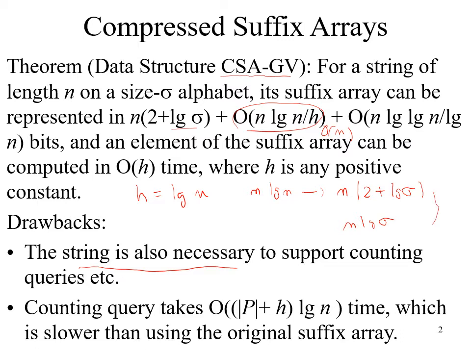Another drawback is that a counting query takes order pattern length plus h times log n time. Here h equals log n, so there is a log squared n term. Then this is slower than using the original suffix array. So we want to handle these problems.